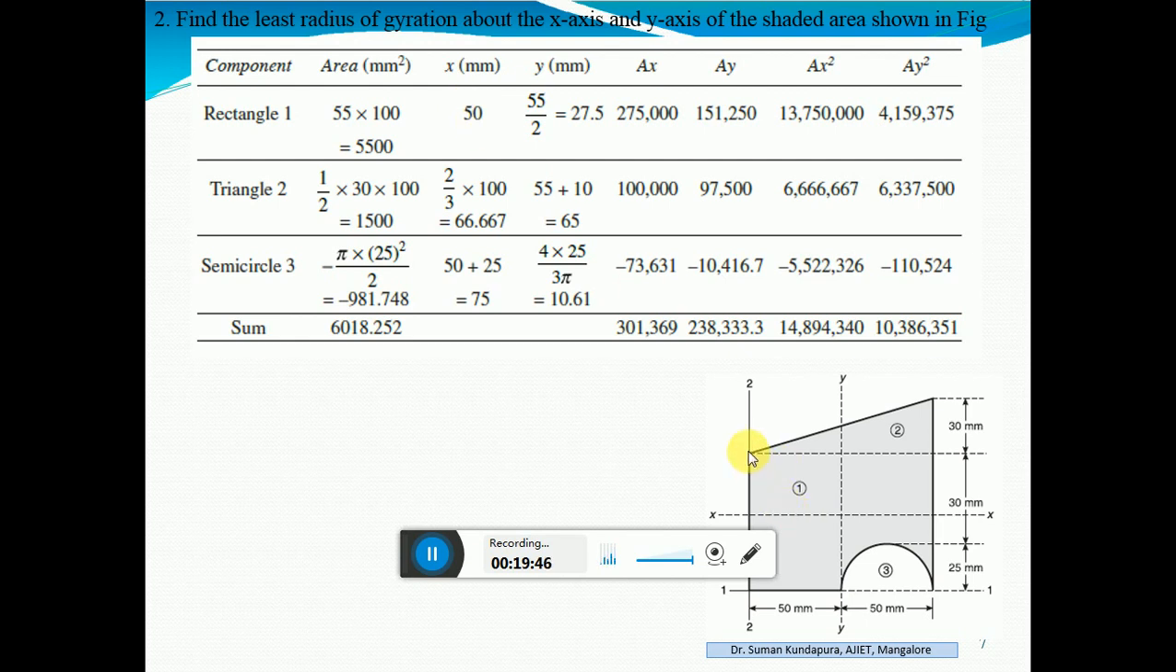For the triangle, please note, if the apex of the triangle is here, from this side it is always 2/3 of 100. From this side, if you are taking the distance, it is 1/3 of 100. What is 100? 100 is the base of the triangle. Same way, from this side, CG will lie at a distance of 2/3 of 30, and from this side till here where CG is lying, it is 1/3 of 30. Please don't get confused with this concept, okay?